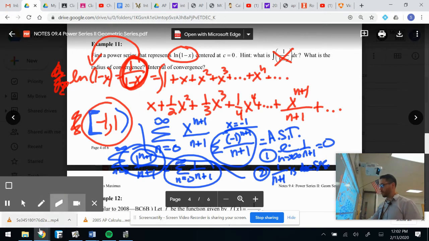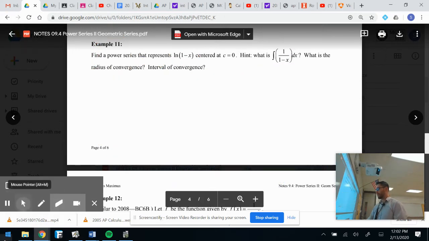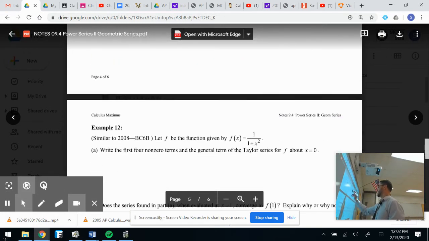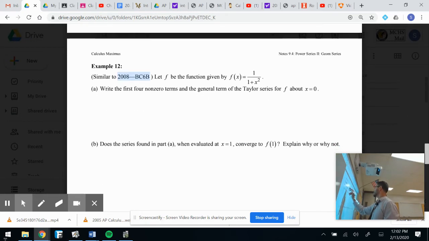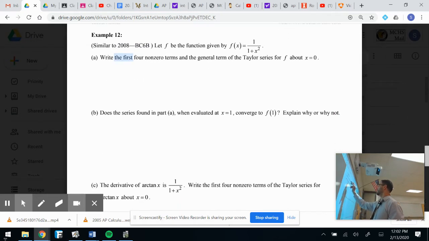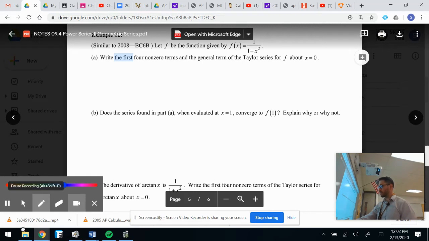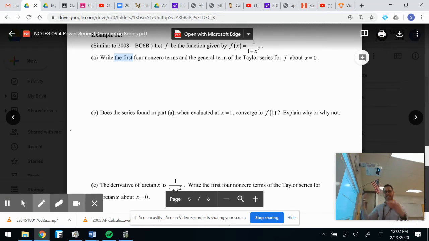I think we're going to do a little practice AP question here, right? So this is really big time because you're going to take a practice AP really, really shortly. Okay, so let's make sure we're good with all this stuff. Kind of ties it all together, right? All right, write the first 4 non-zero terms and the general term of the Taylor series. So this is actually an old AP question.